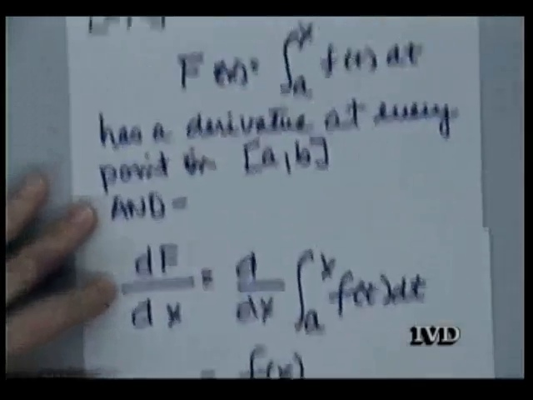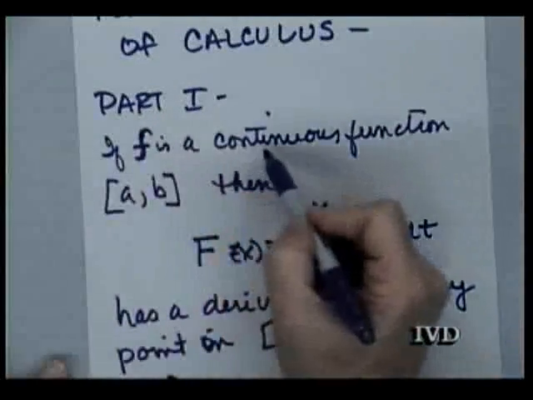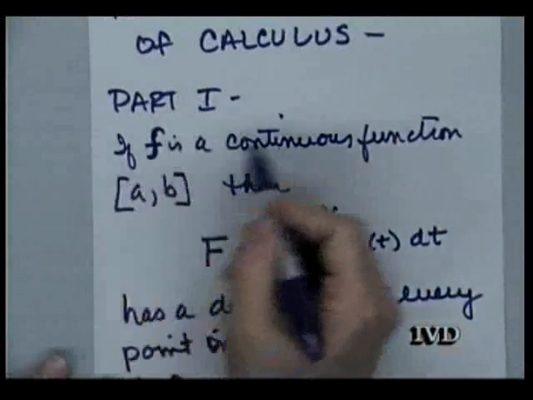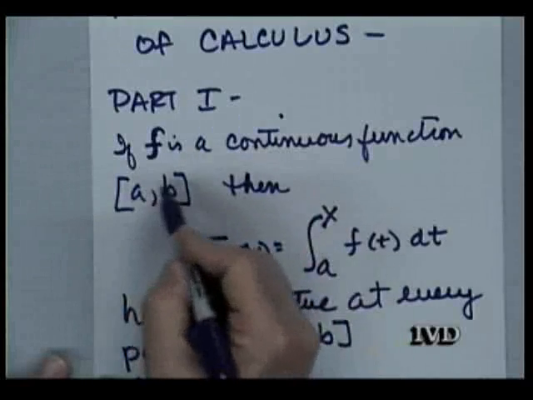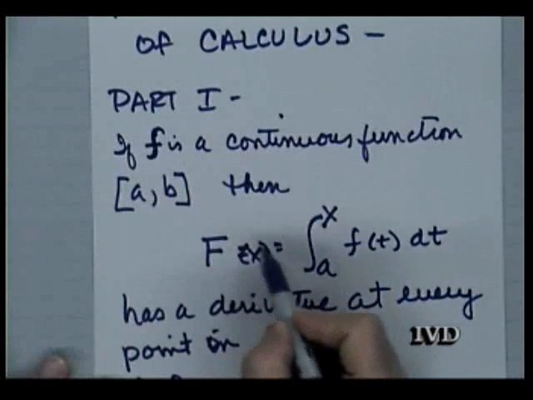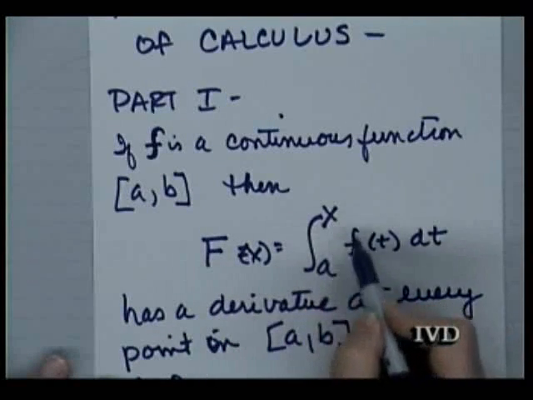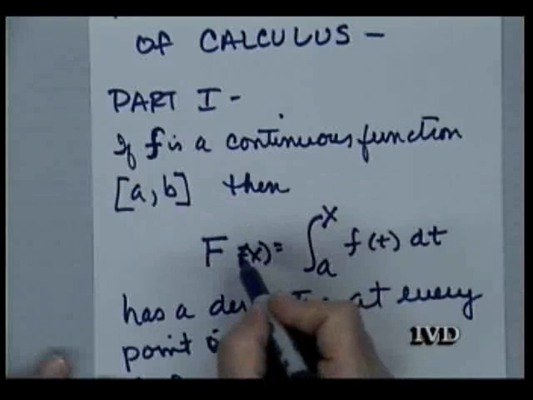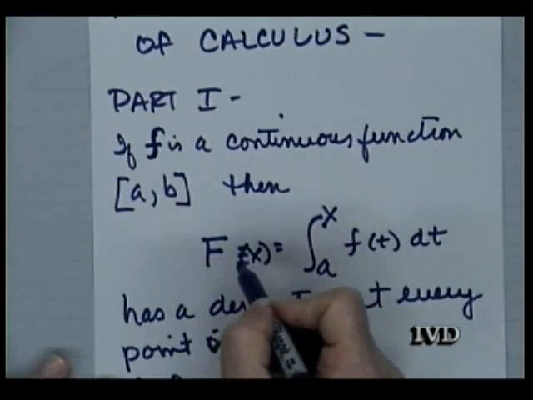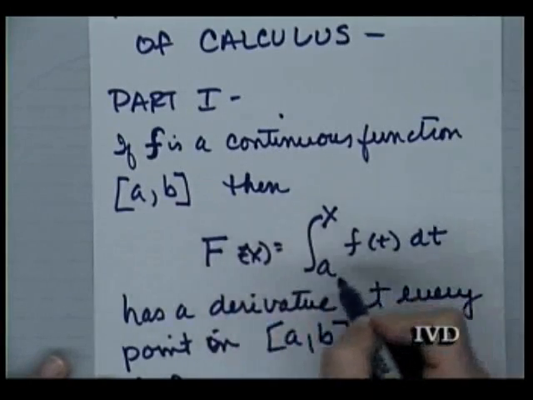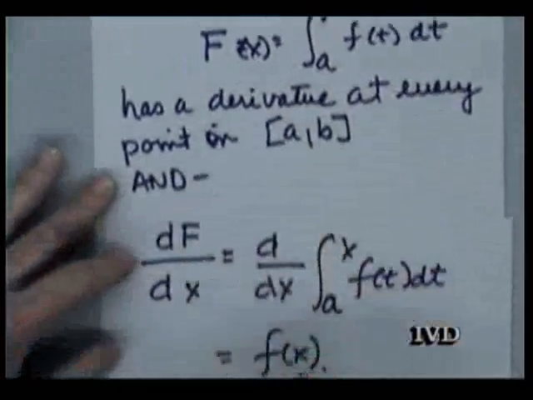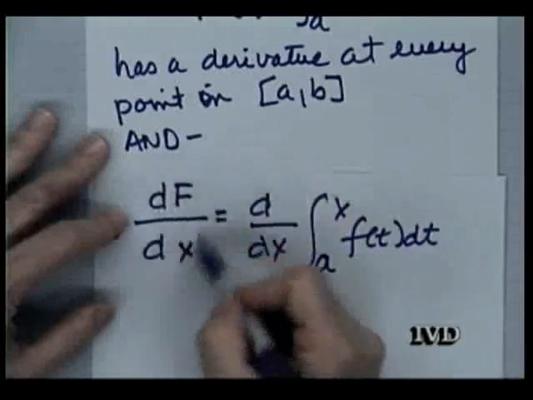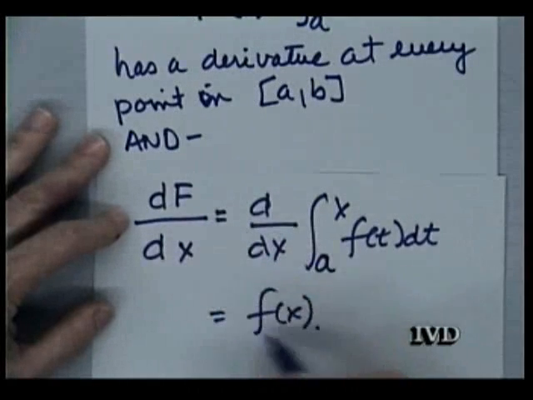Now what does that mean? f is a continuous function on a closed interval [a, b]. If I can find a continuous function on some arbitrary closed interval [a, b], then I can define a big F function as the integral from a to x of f of t dt. This has a derivative everywhere, so it is everywhere differentiable on that interval. And this is the biggie right here. Drum roll. The derivative of F at x is equal to f of x.